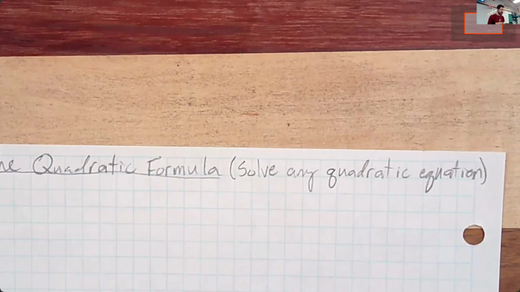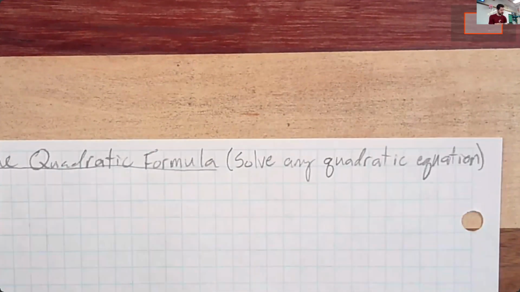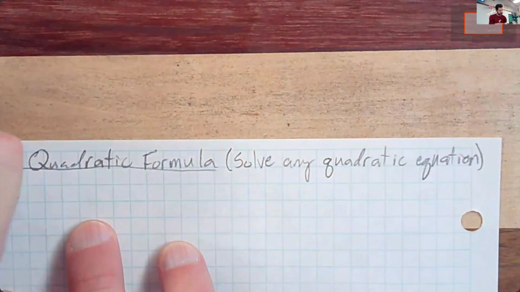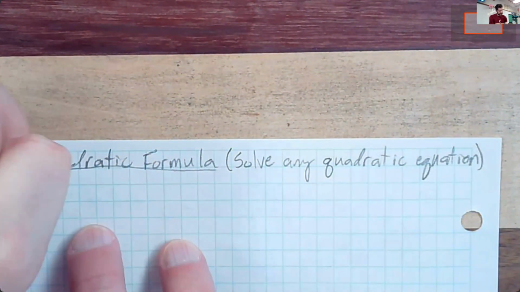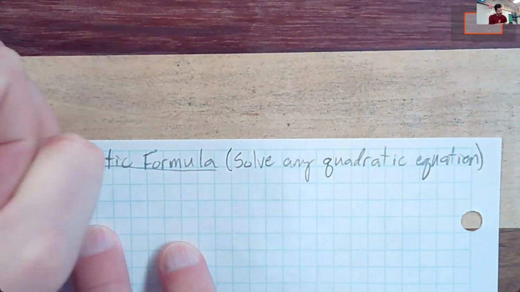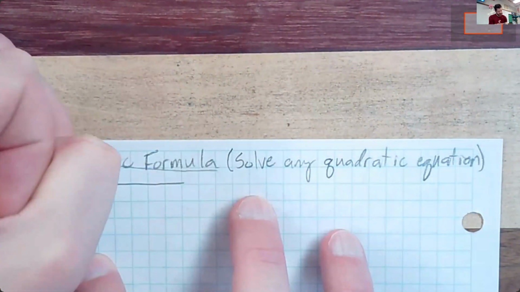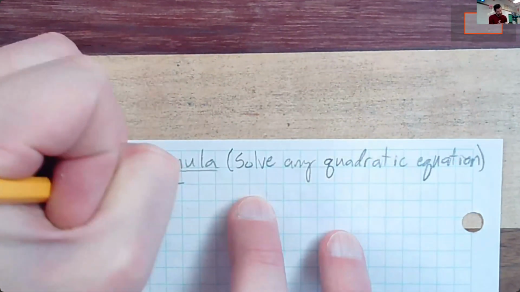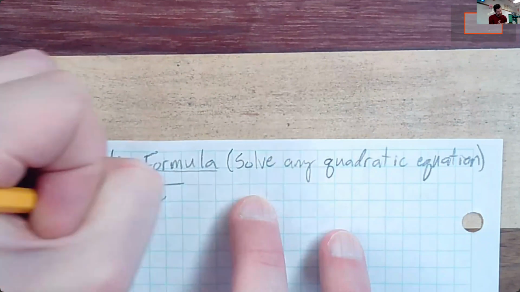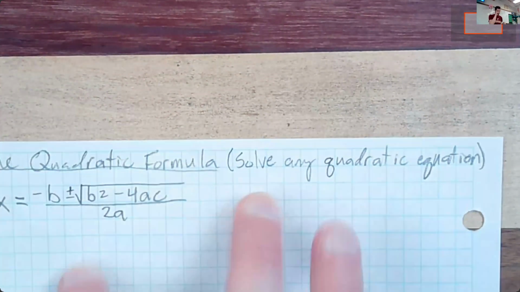Okay, the quadratic formula is x equals the opposite of b plus or minus the square root of b squared minus 4ac all divided by 2 times a.